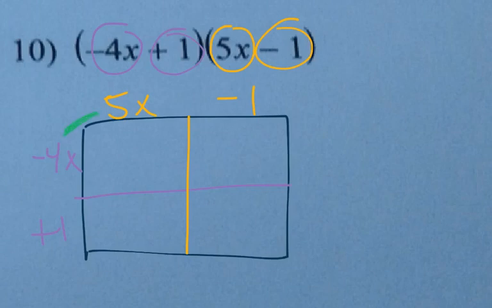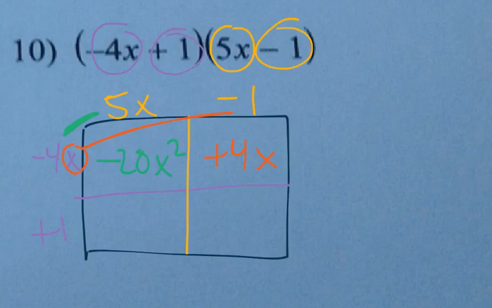I know if I times these two, I get -20x squared. Again, x times x is x squared. Watch your powers. Multiplying, you add exponents. Now I'm going to do -4 times -1, and I'm going to get +4x. Again, watch your variables. There is an x right there.